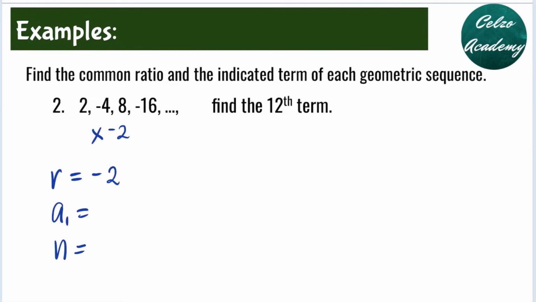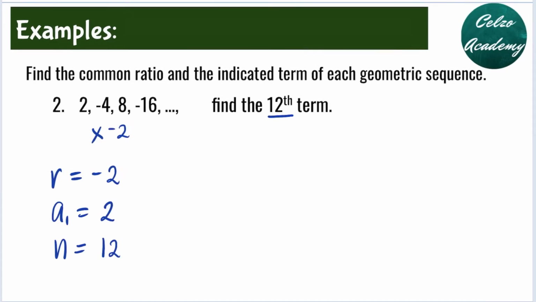Another way of solving for r is dividing -4 by 2, dividing 8 by -4, or dividing -16 by 8. All of these will give a common ratio of -2. Our first term is +2, and we're solving for the 12th term. That means our n is 12.